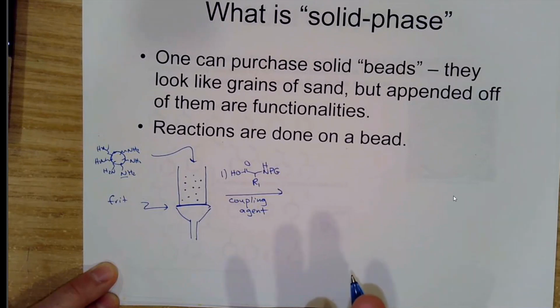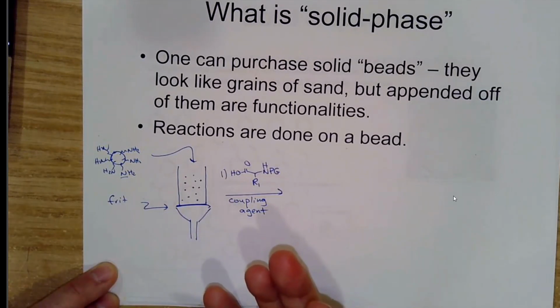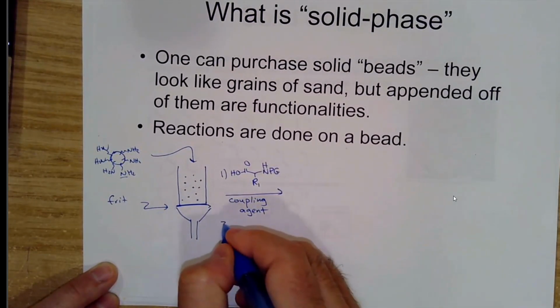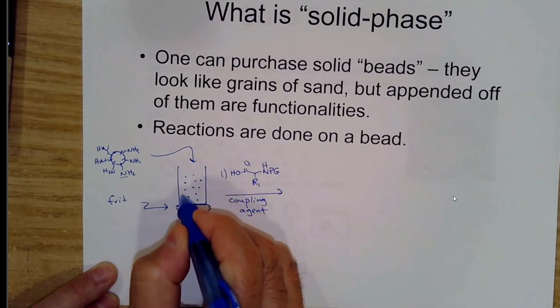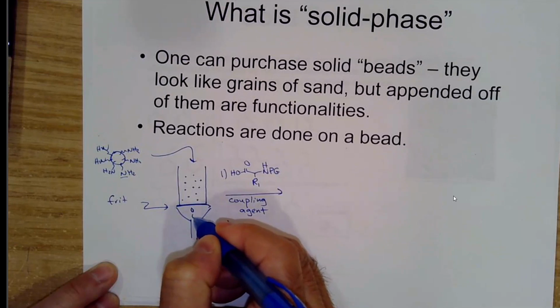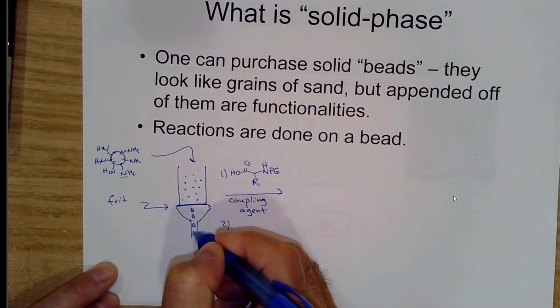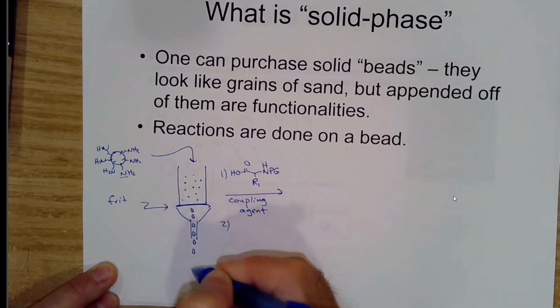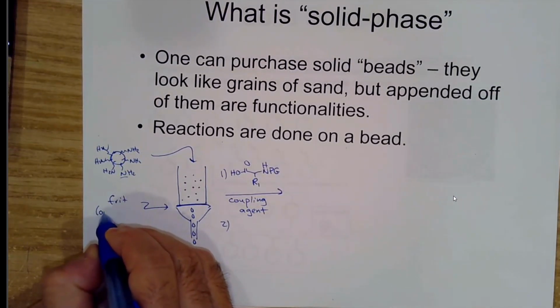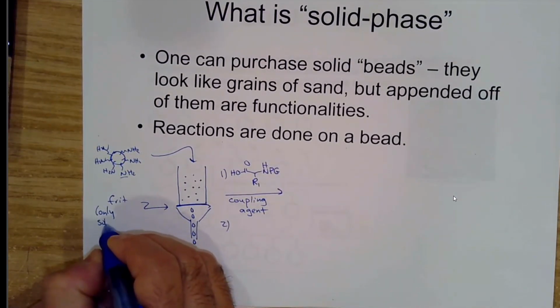After that reaction, you're going to have a lot of soluble byproducts. So in step 2, you're going to wash the beads with excess solvent, and all of the byproducts in solution will pass through. The frit is solid, and only solution passes through.